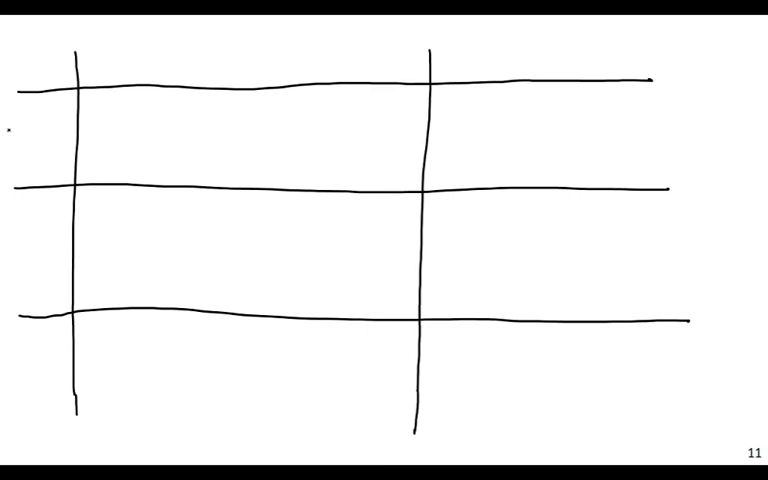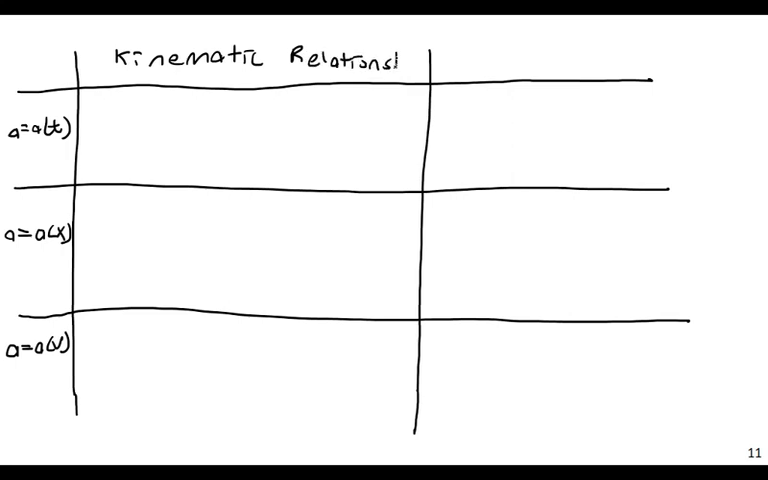What I'll have is, let's say A is A of t, so A is a function of time. Then A equals a function of x, a function of position. And here A is a function of velocity, A equals A of v. Then the kinematic relationship, or the more derivative relationship, and the integral relationship.